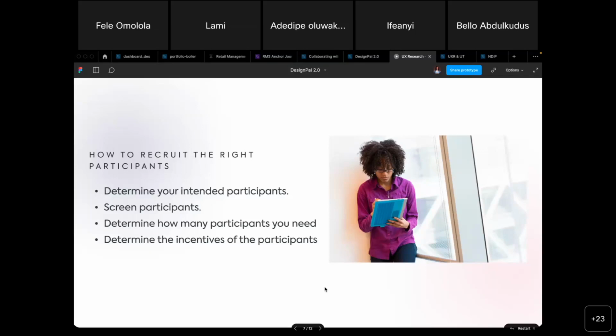Who do you want to hear from or speak with? From there, you already get to know the kind of tasks your participants are going to be doing, the kind of tools they'll be using, and even the level of experience.